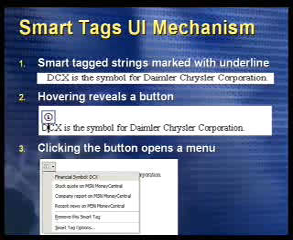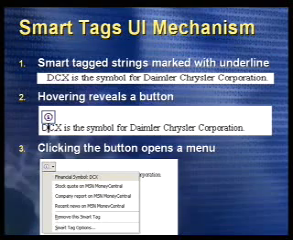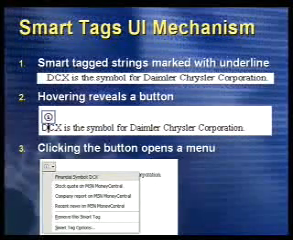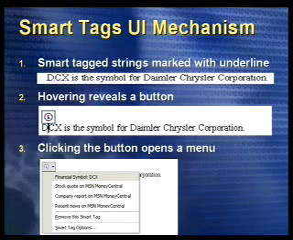In addition to all this labeling, there's a UI mechanism that's associated with smart tags. And the UI mechanism is very important because without having some UI for these things, users would not know what was labeled as a smart tag and what wasn't. And more importantly, they'd have no easy way to act on the things that were actually labeled as smart tags.